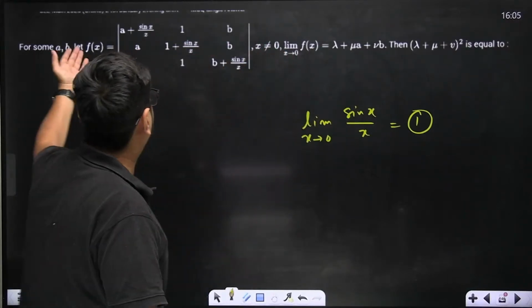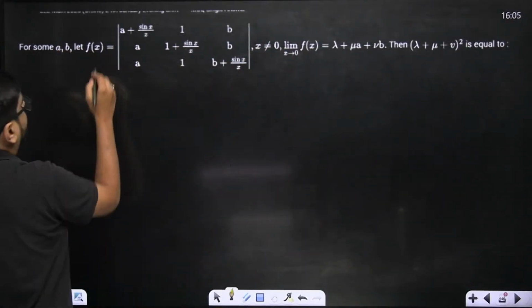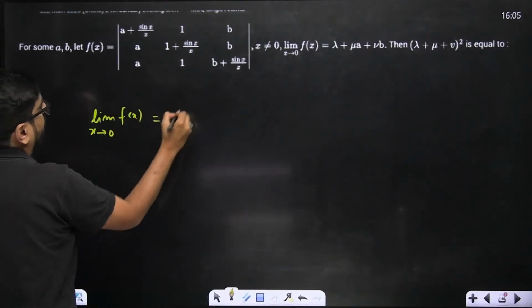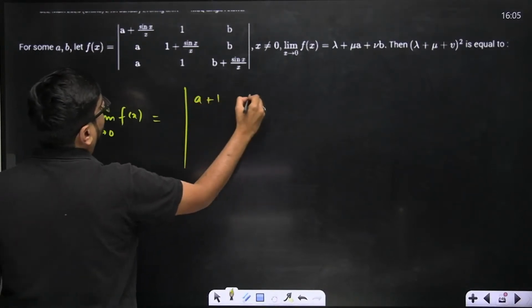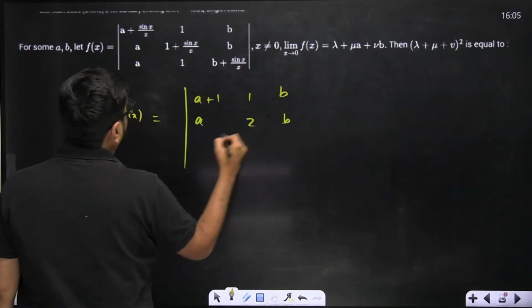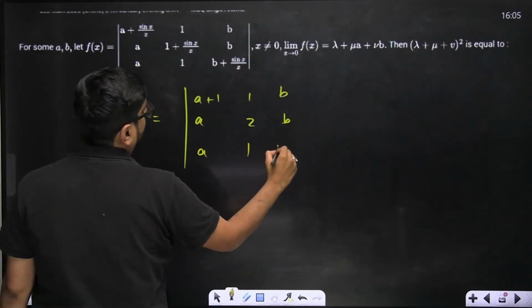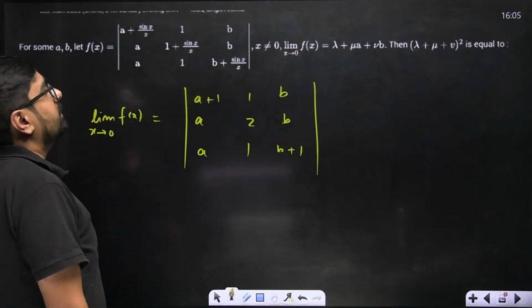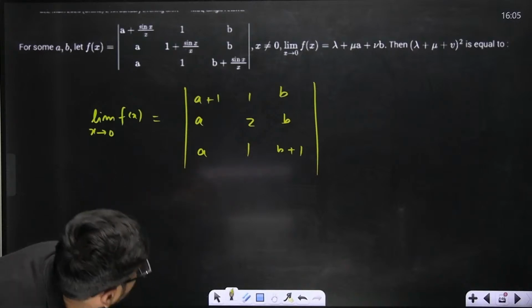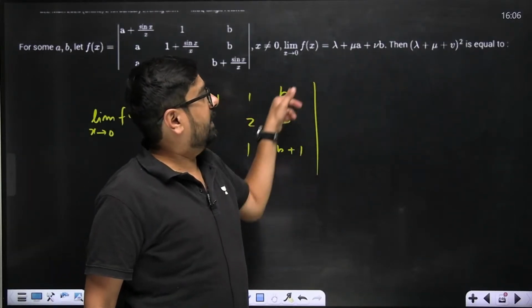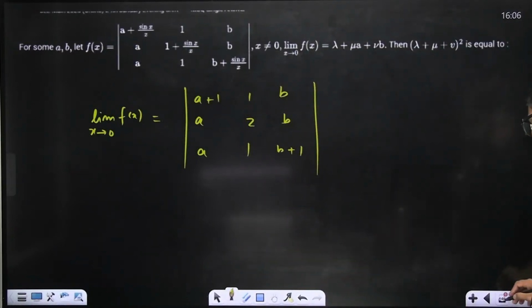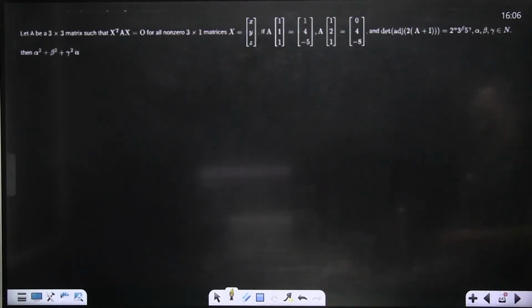Now this is your function, your f of x is this. If you put limit x tending to 0 on f of x, what will this determinant become? A plus 1, 1, b, a, 1 plus 1, that means 2, b, a, 1 and b plus 1. That's it. This is what your determinant will become. When you solve this, it will come like this only, then compare the coefficients and give your answer. So they can integrate limits. So standard limits you should revise, don't worry, in matrices they can do that.